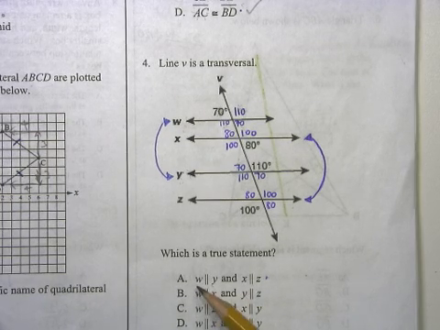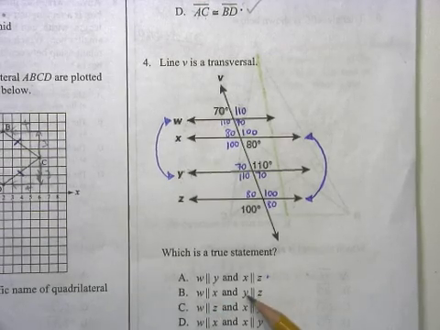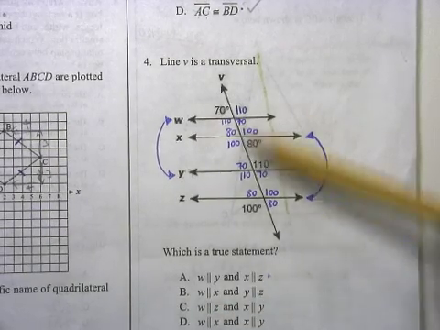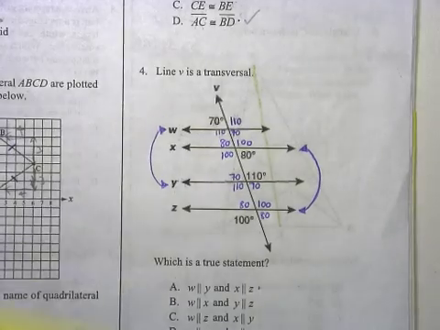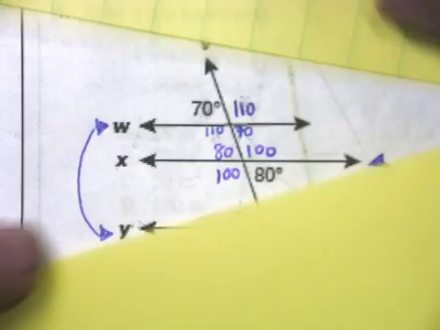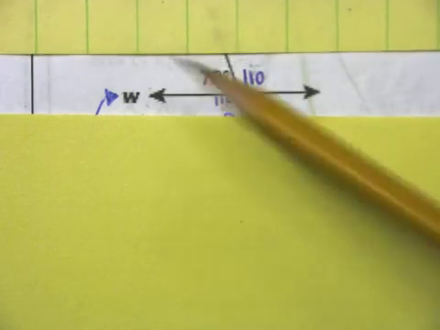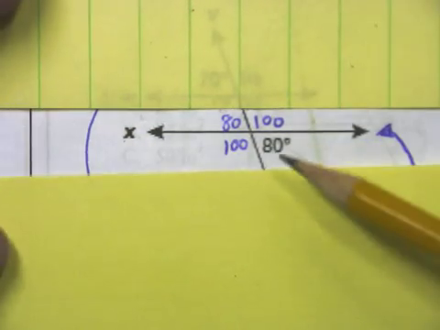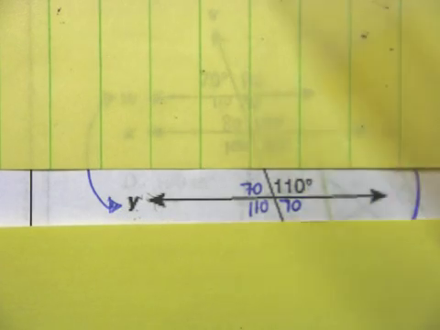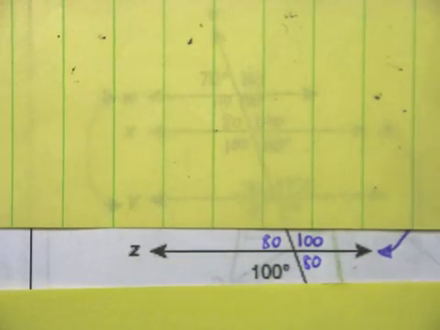Here we have W is parallel to Y, X is parallel to Z, X is parallel to X, Y is parallel to Z. They're asking us which of these lines are parallel, right? Well, if you look here, they did give us some information in this question. For line W, they told us this was 70. For line X, they told me this was 80. For line Y, they told me this was 110. And for line Z, they told me this is 100.